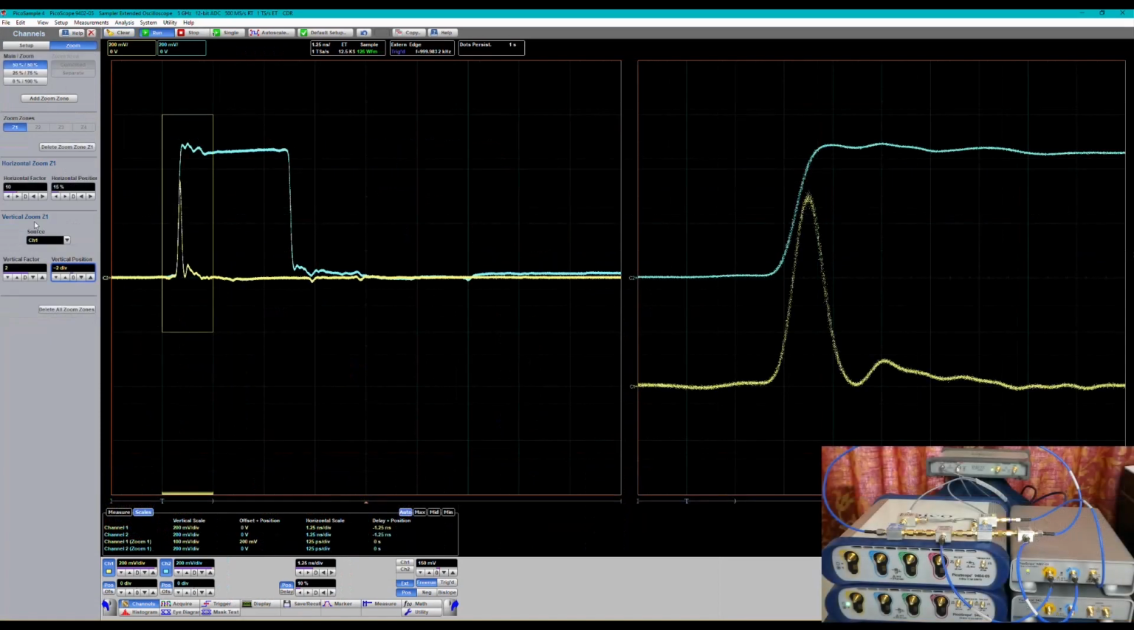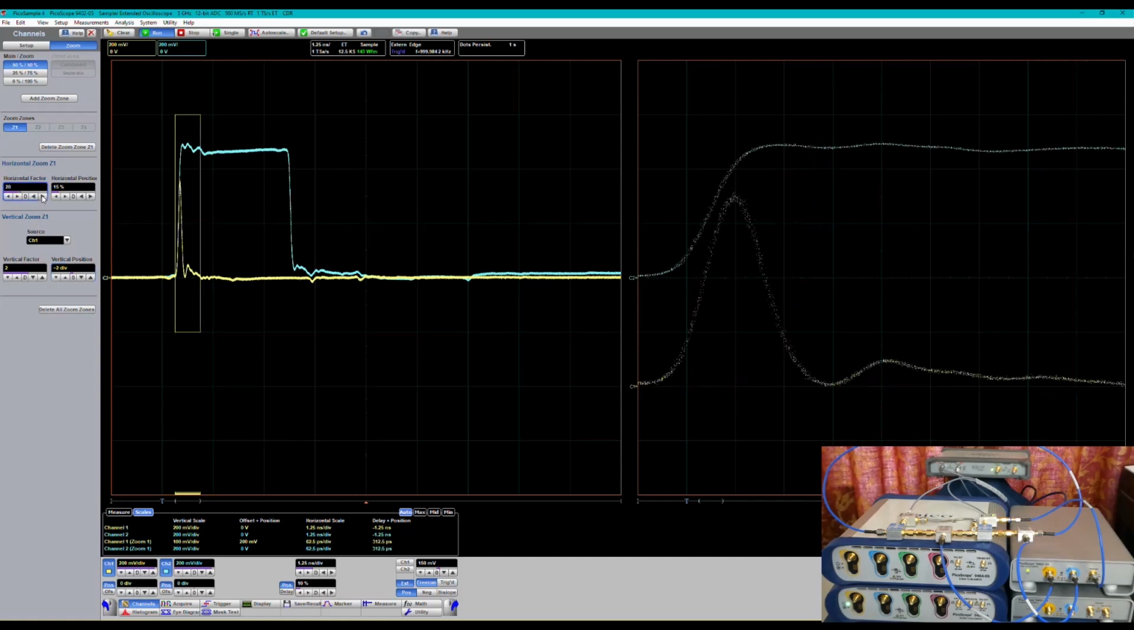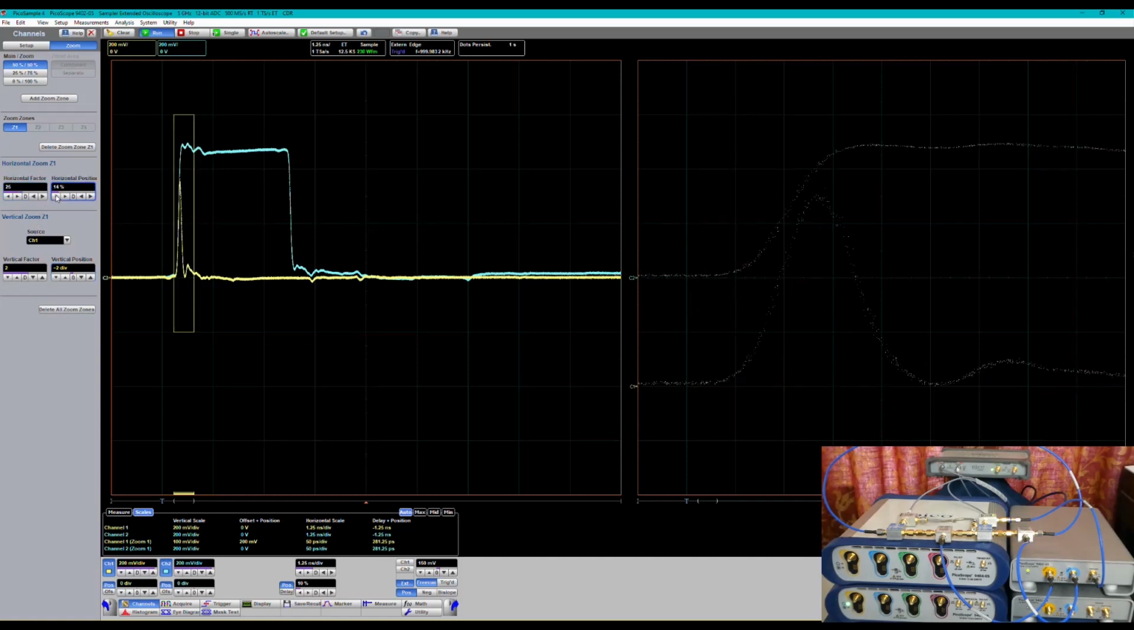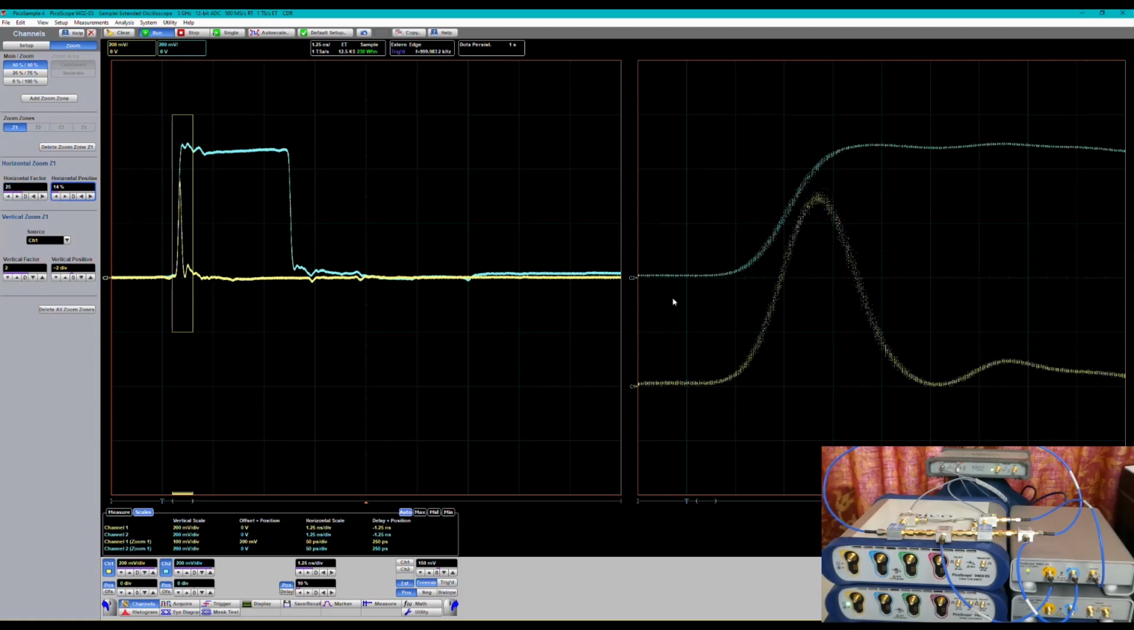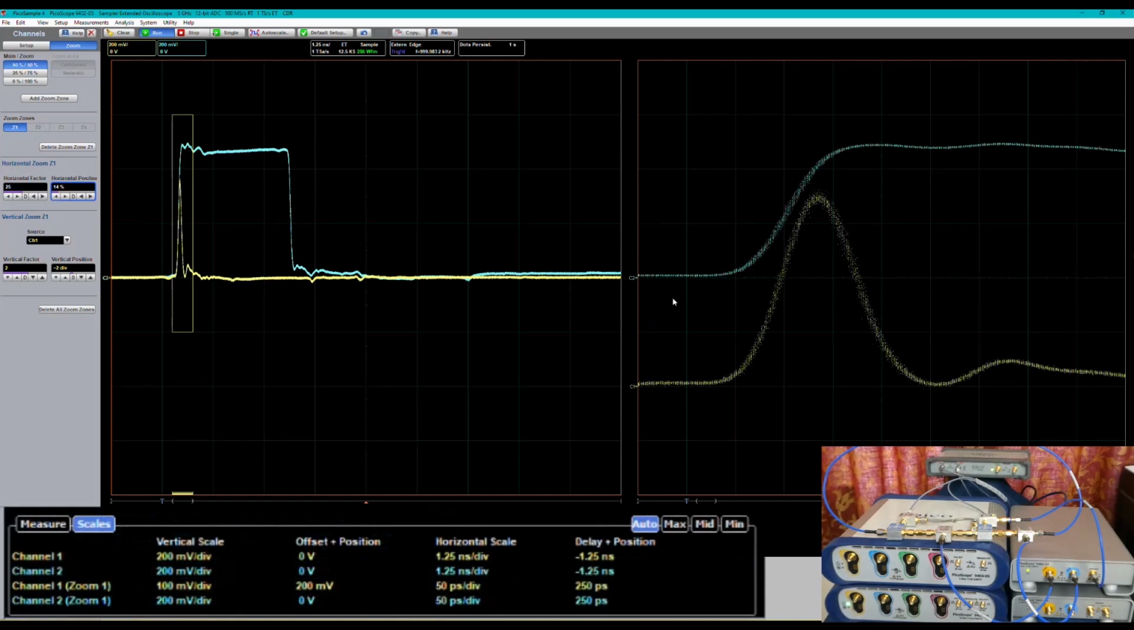We need to put a bit more magnification factor on to get back to our... So there we go. We're back to 50 picoseconds per division as we had before on the other unit, the 16 gigahertz unit. And in order to do that, I've had to use a magnification factor of 25.